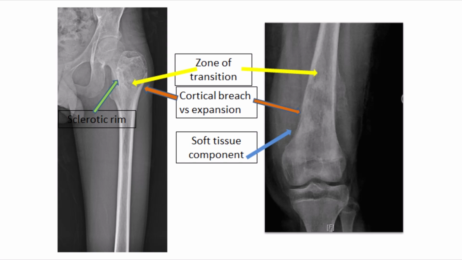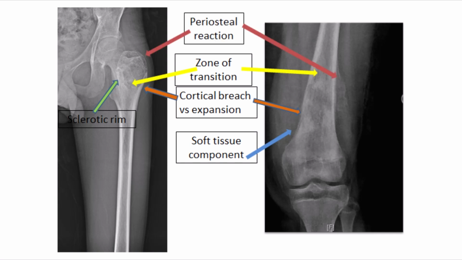Third and most important is zone of transition. Wide zone of transition is a hallmark of malignancy. If zone of transition is narrow and there is a sclerotic line around the tumor, it means that the tumor is giving some time to the bone, which implies that tumor biology is less aggressive.